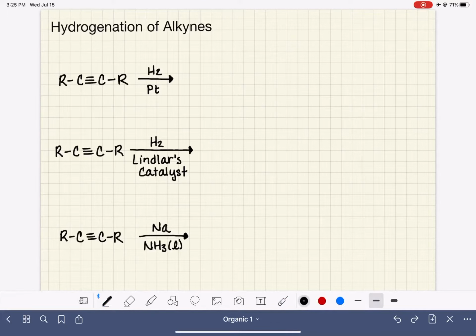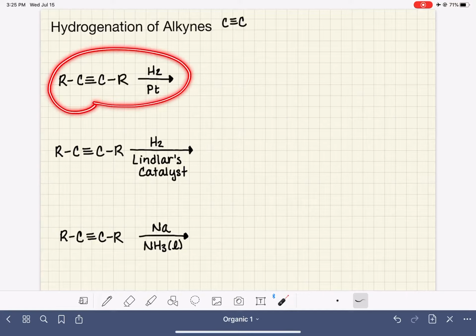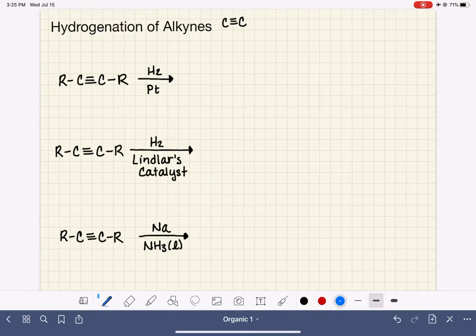Alkynes, molecules that have a carbon-carbon triple bond, undergo 3 different types of hydrogenation reactions. The first one is similar to the catalytic hydrogenation of an alkene that we have already learned about. In this reaction, we will mix our alkyne with hydrogen gas and a metal catalyst, platinum, or we could use palladium, or we could use nickel, just like with an alkene.